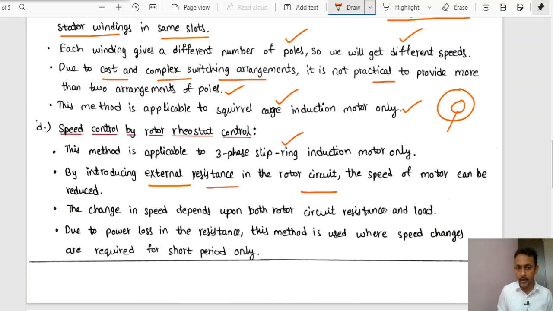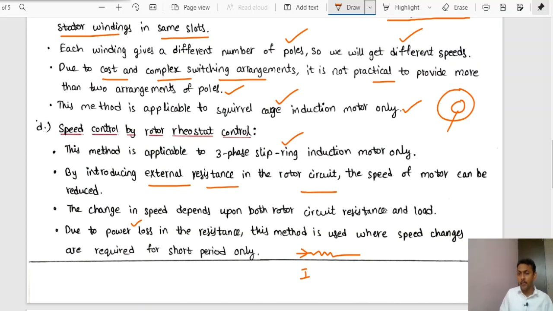The speed can be reduced, and the change in speed depends on both the rotor circuit resistance and the load connected. Those two parameters control the speed of the induction motor. But one drawback is that as we bring resistances or rheostats into the picture, a huge amount of power will be wasted in them. There will be power loss in the resistance. Whatever current flows in those rheostats will be dissipated in the form of heat, right?